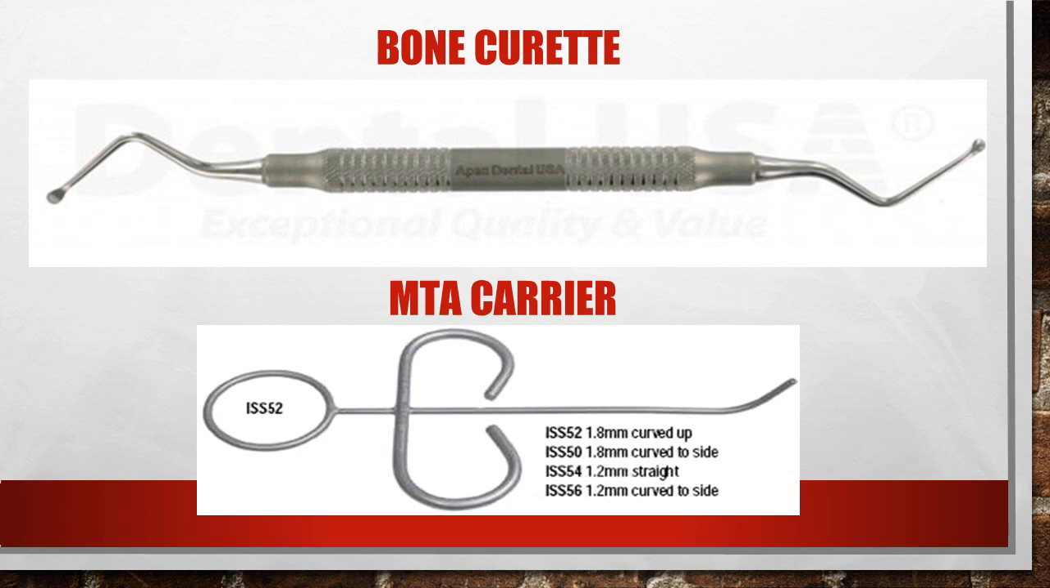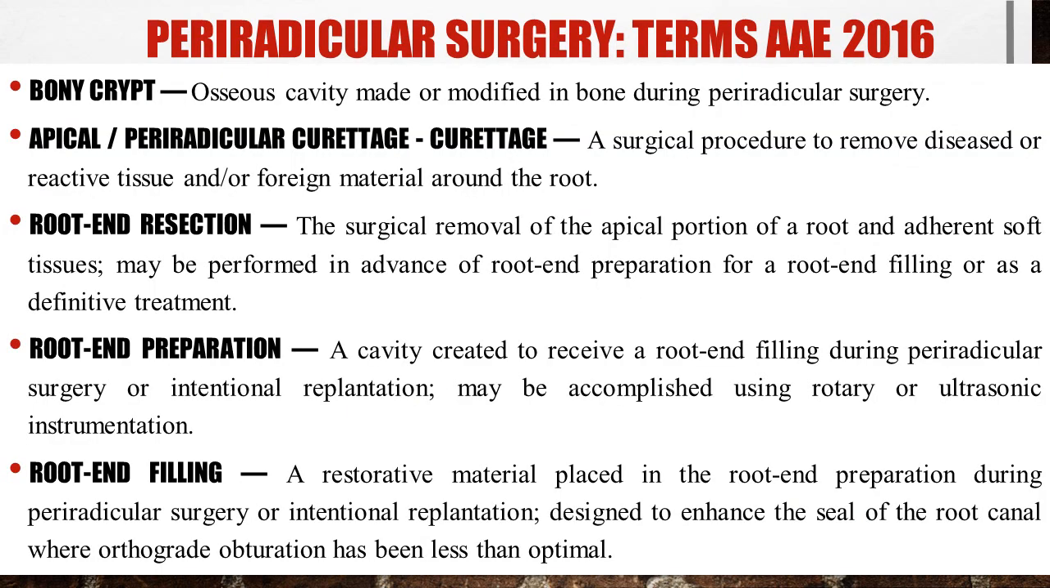So this instrument, as you can see, the tip is again a contra angle tip. It will be easier for you to actually push the MTA into the resected root surface. Please keep in mind the MTA carrier is actually a very delicate device. It bends easily, so you should not be using too much force when you are handling it, because you can damage the carrier.